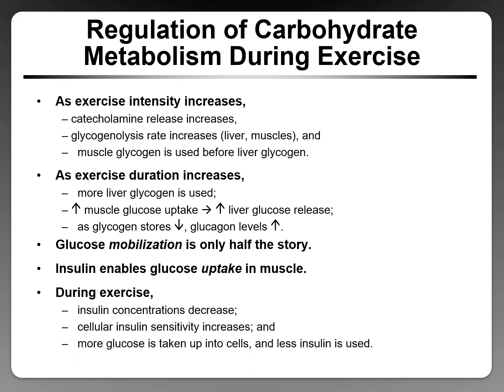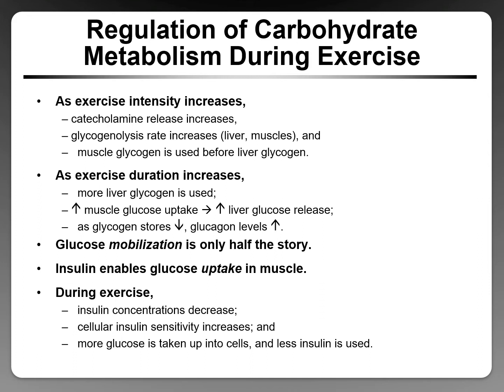Next, we know as exercise intensity increases, catecholamine release will increase, and glycogenolysis rates will increase, so liver and muscles will start to break down glycogen. This also means muscle glycogen will be used before liver glycogen. As our exercise duration increases, more liver glycogen will be used, so we'll have an increase in muscle glucose uptake and an increase in liver glucose release. This also means that our glycogen stores are going to start to decline, and our glucagon levels are going to start to climb.